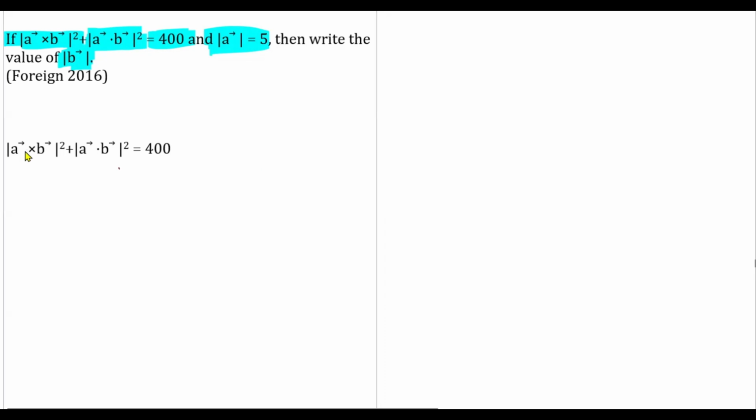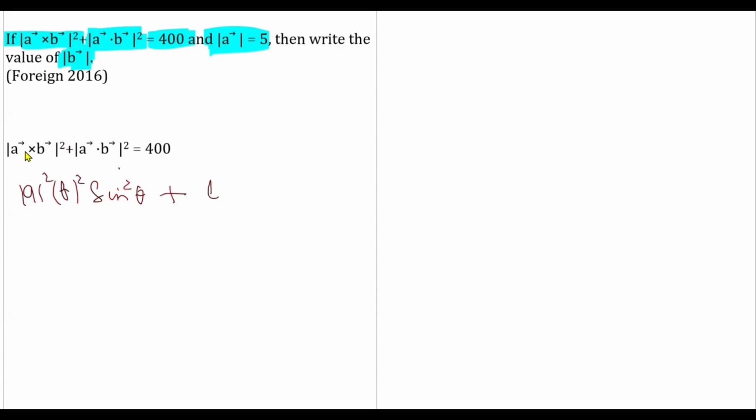And check here, what is A cross B? A cross B magnitude is A magnitude, B magnitude, sine theta. It's a magnitude, so I'm not placing n cap. This is because n cap magnitude is 1. But you can see it's a square over here, so it should be square of all of them.